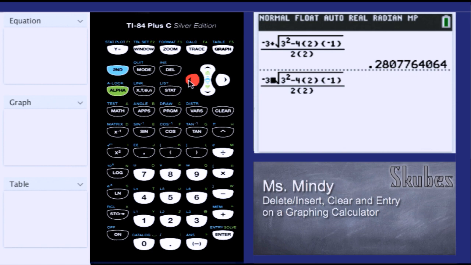I don't actually have to delete it. Just like on the computer, I can just type right over that symbol, the plus sign, to change it to the minus sign. So instead of deleting it, I'm just going to type over it. Once it's highlighted, I'm going to type in a minus sign. Now you notice nothing else from the equation changed. I can scroll all the way to the end, or I can simply press Enter, and it will read that equation, and now there's the other answer to my quadratic equation. That concludes our lesson on delete, insert, clear, and entry.